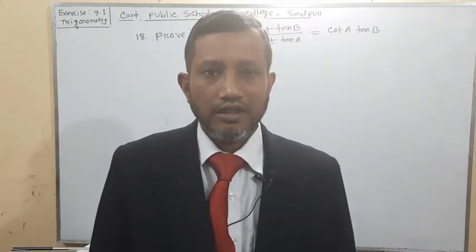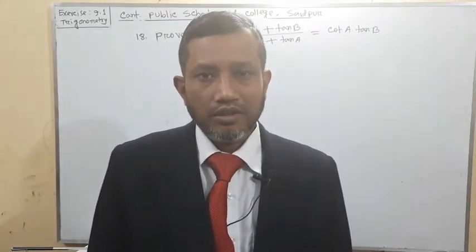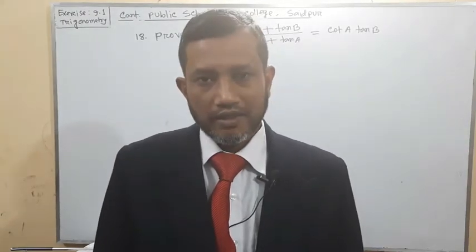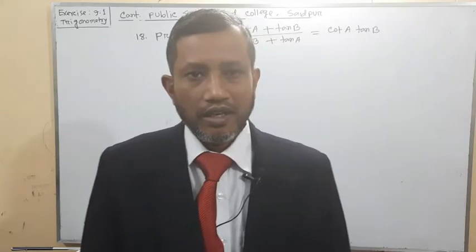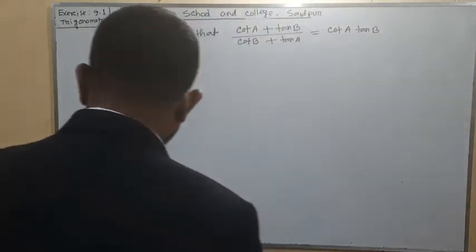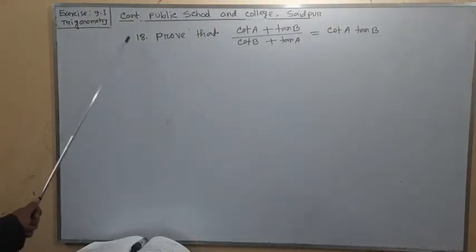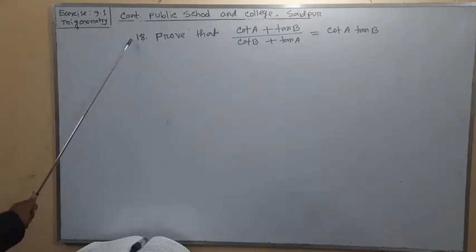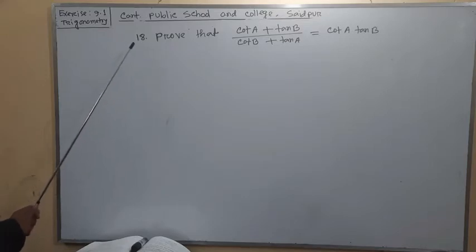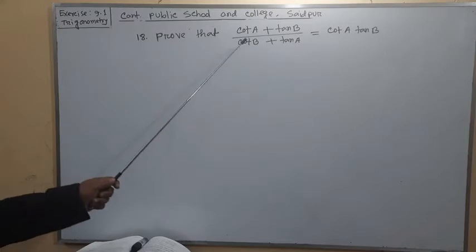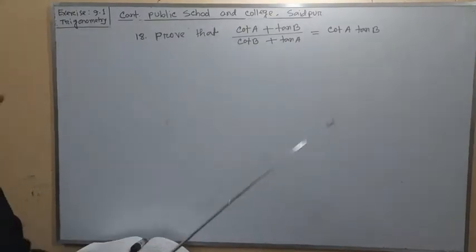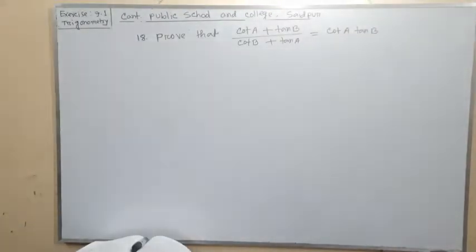Dear learners, today I will solve some math on exercise 9.1, that is trigonometry. I have already written one. Here, exercise 9.1, trigonometry. I will solve this 18. Prove that (cot A plus tan B) divided by (cot B plus tan A) is equal to cot A into tan B.